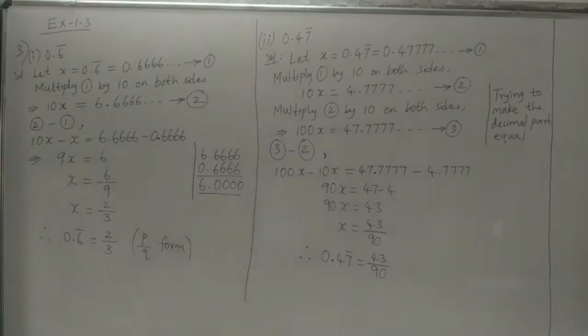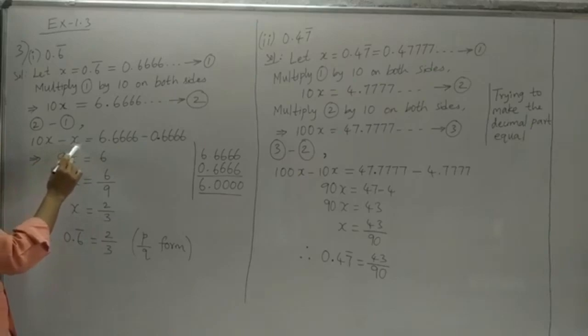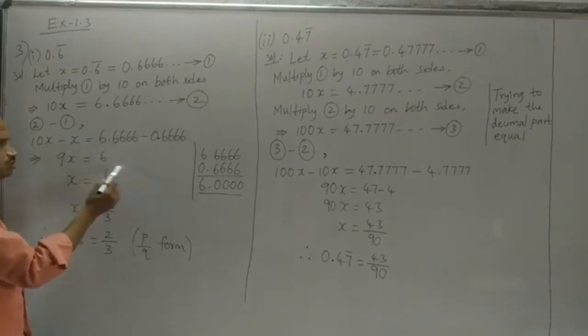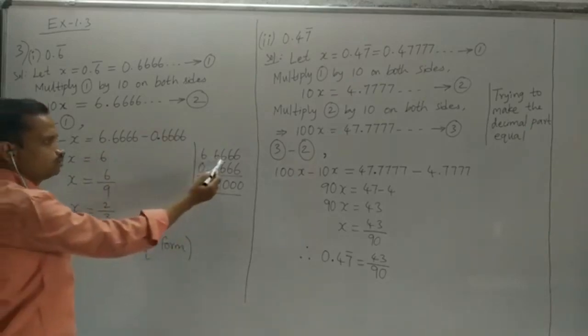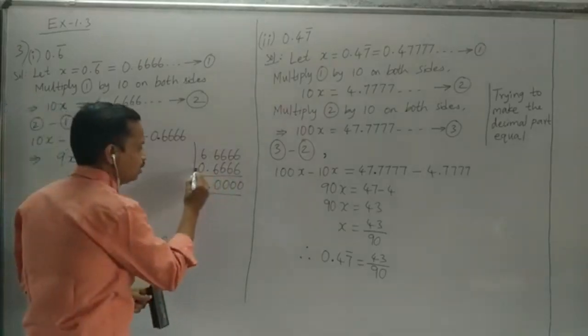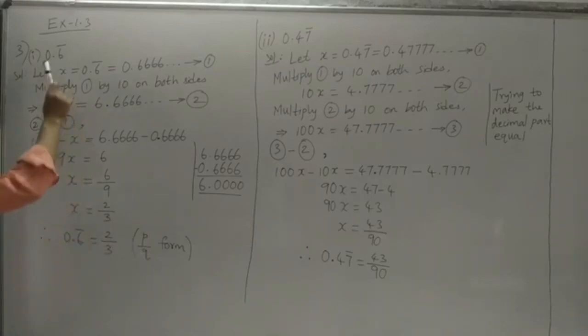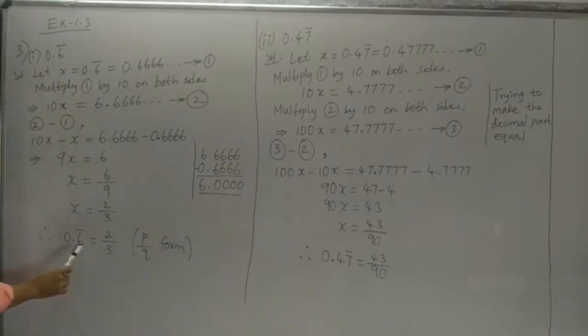Now subtract 1 from 2. That is equation 2 minus equation 1. Left hand side minus left hand side, right hand side minus right hand side. So 10x minus x becomes 9x. And here this becomes 6. You check it: 6.6666 minus 0.6666. What do you get? 6 only. So 9x equal to 6, x equal to 6 by 9. After simplification by 3, we get 2 by 3. So 0.6 bar equals 2 by 3, which is in P by Q form. That is the question they are asking: the given decimal, we have to convert to P by Q form. So this is equal to 2 by 3.